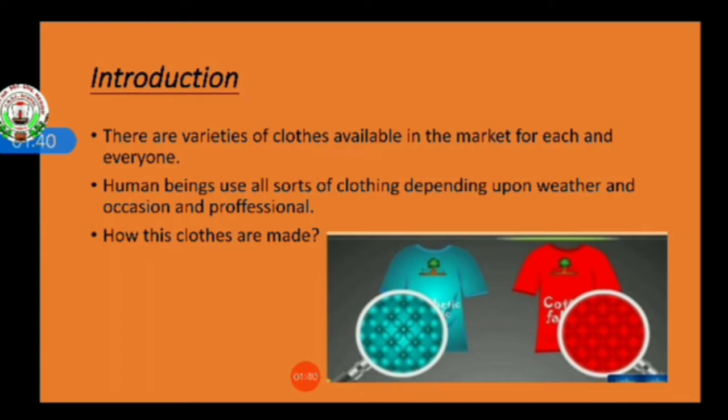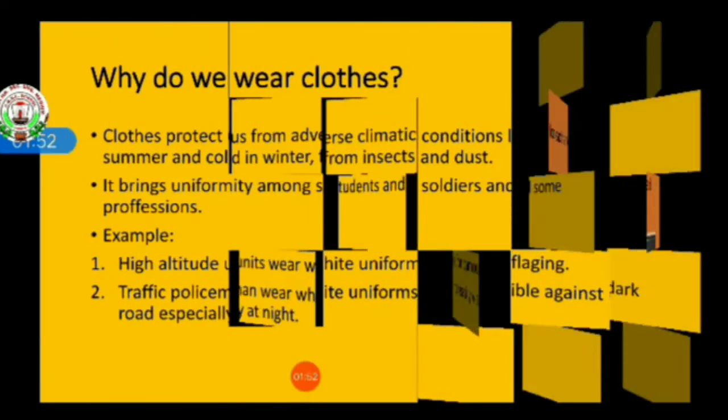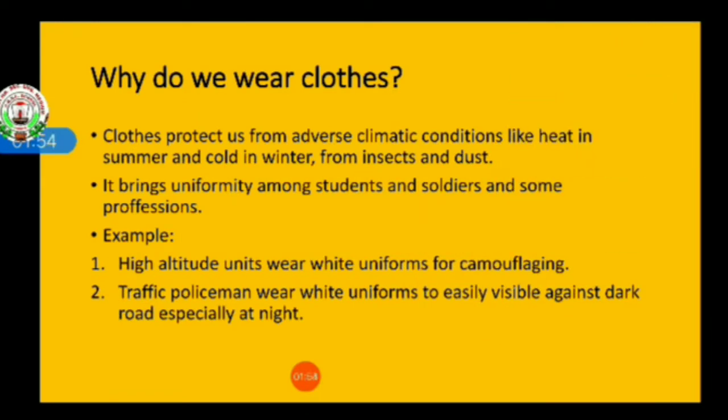Now, how are these cloths made? As I said, these cloths are made from fiber. Now see, why do we wear clothes? There is not one basic answer. There are many answers for this question.